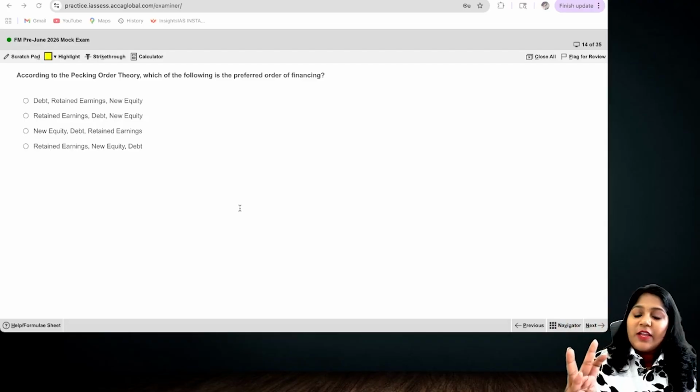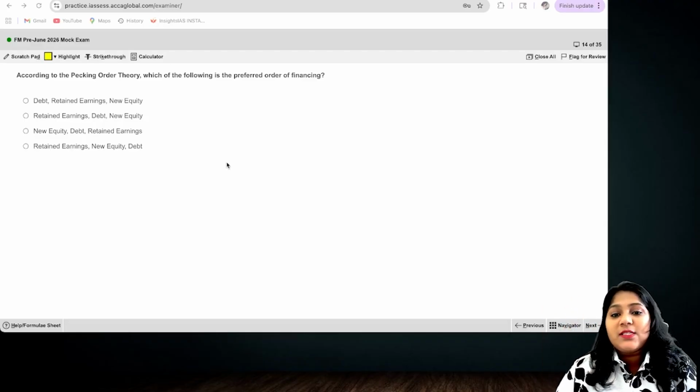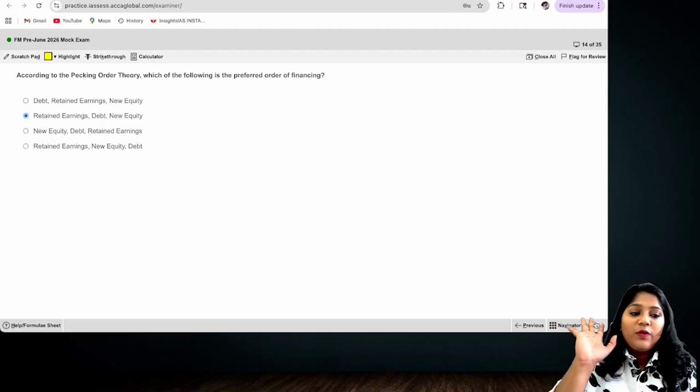First, I will go with the internal finance, retained earnings. If not, I'll go with the cheaper option of debt. The last option is always new equity. So the answer has to be simply option B. Don't waste your time on this too.